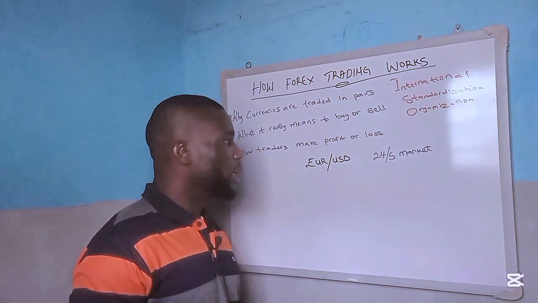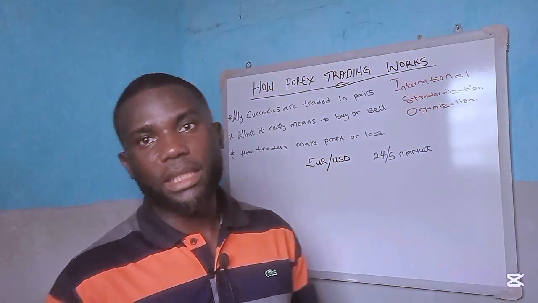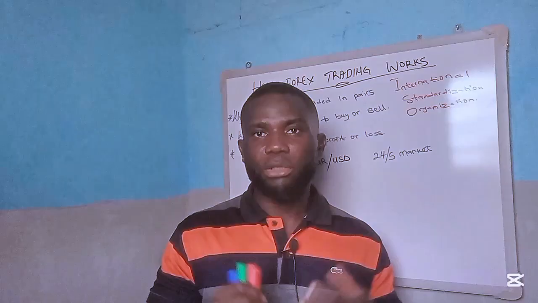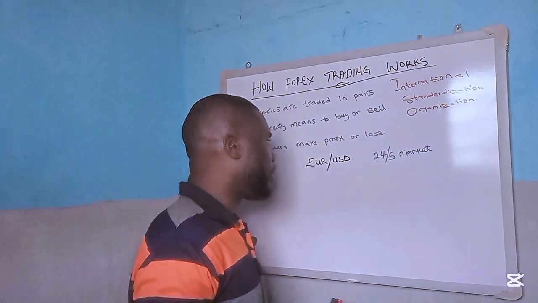So remember, we said Forex is basically a simultaneous buying and selling of one currency pair or another. So in Forex trading, we don't just buy one currency. You don't just buy or sell one alone. Currencies are traded in pairs, which means whether you are buying or selling, you are dealing with two currencies. Basically, that is what it looks like.